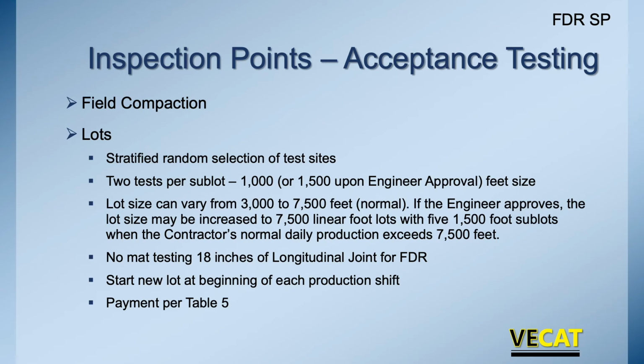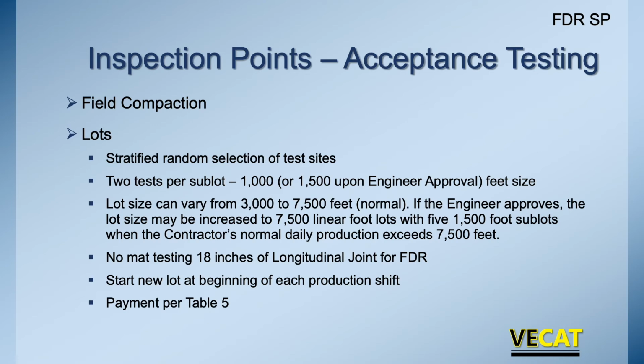Also keep in mind, just like our asphalt base mixes where we don't test within 18 inches of a longitudinal joint, same with FDR, so we're 1.5 feet into the mat. So if we're doing a 12-foot wide lane, you're coming in 1.5 feet from each side. And we're doing all of our acceptance testing there. New lot, the beginning of each new production shift, that just helps keep everything straight. Paperwork, we're not carrying them over from one day to the next.